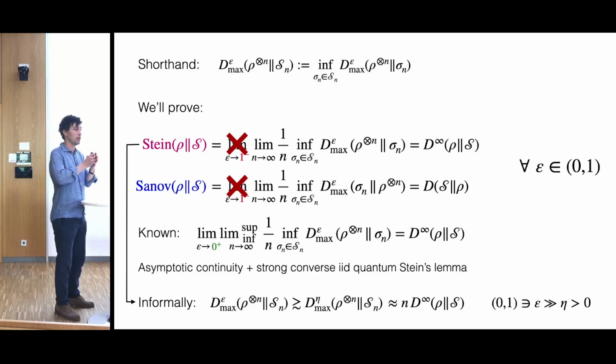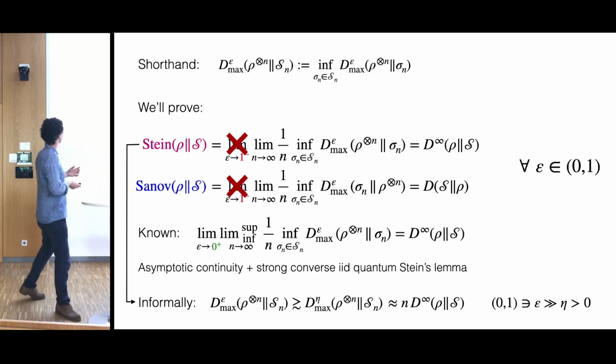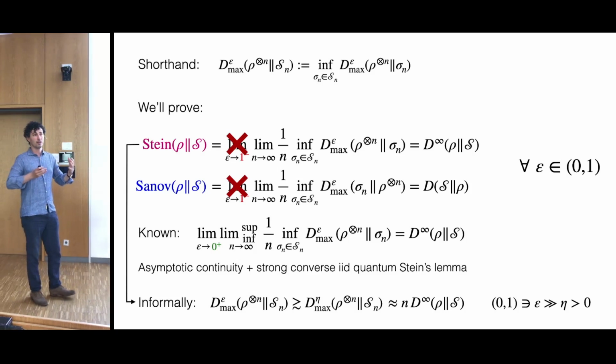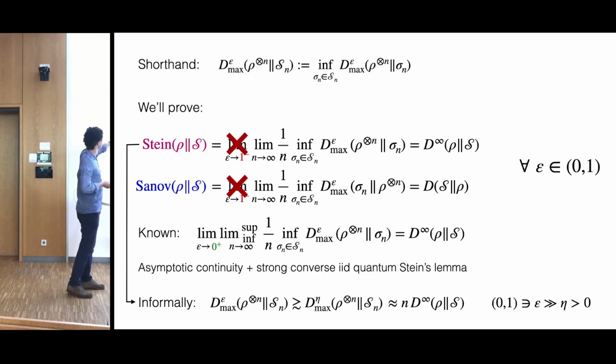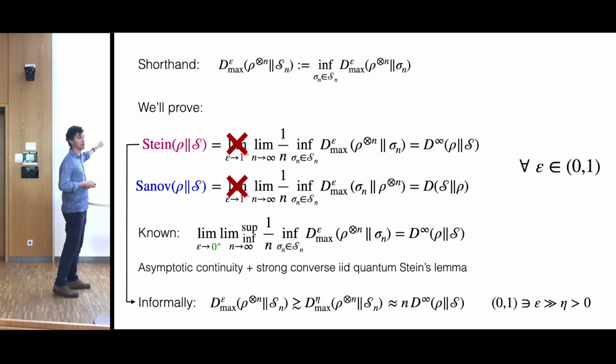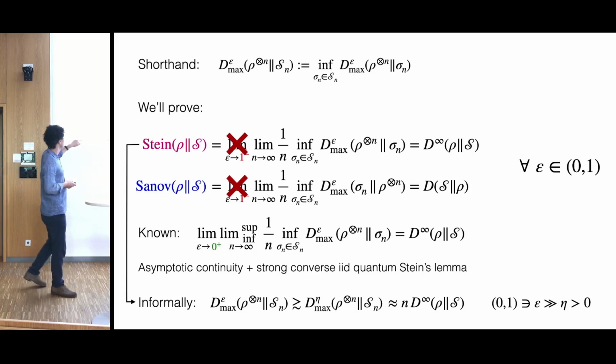Because you remember you try to minimize over a smoothed, over an epsilon trace norm ball. So the more you enlarge epsilon, the bigger the ball is, so that the function must be decreasing. So what we want to prove, the non-trivial part, is to prove a lower bound on this smoothed D max.